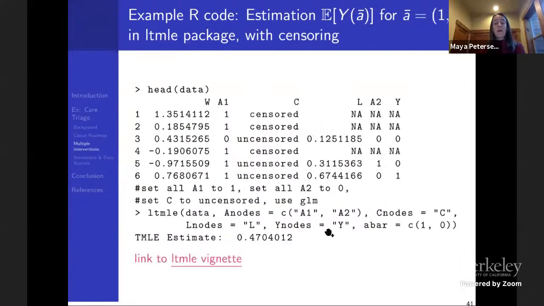We can also integrate right censoring. So censoring nodes, again, are called C nodes. So we just tell the package, these are the treatment nodes, these are the censoring nodes, these are the time-varying covariates, these are the outcomes. And then this is the intervention that I want to do on the A nodes. I want to set it to 1 and then to 0.